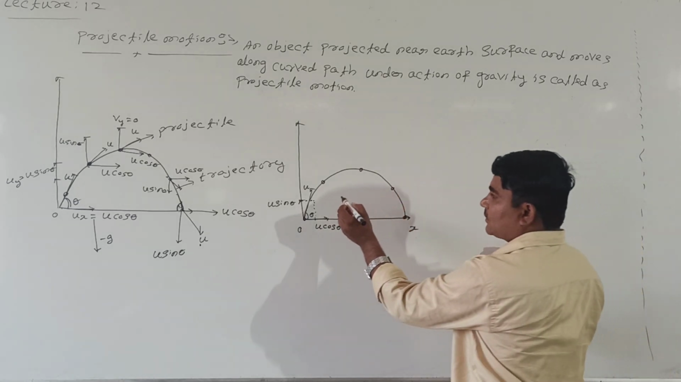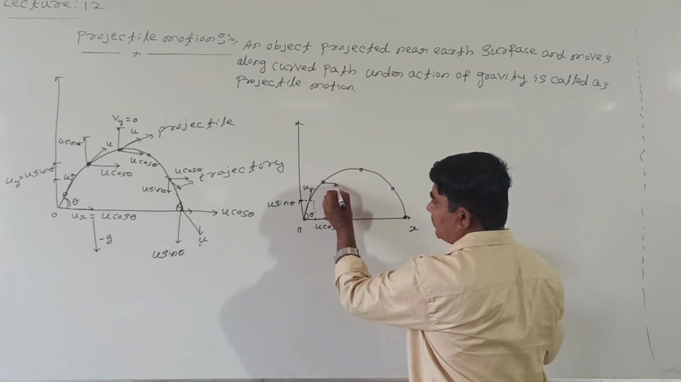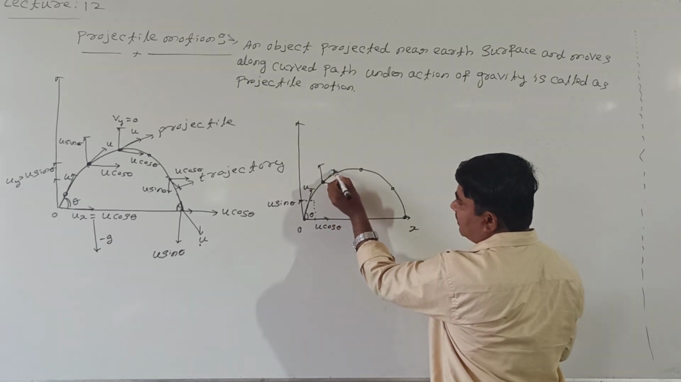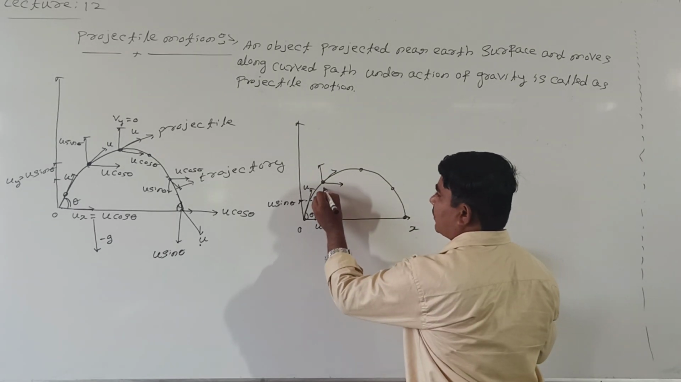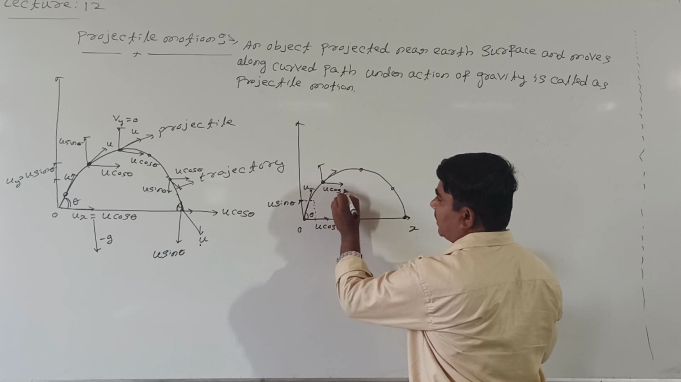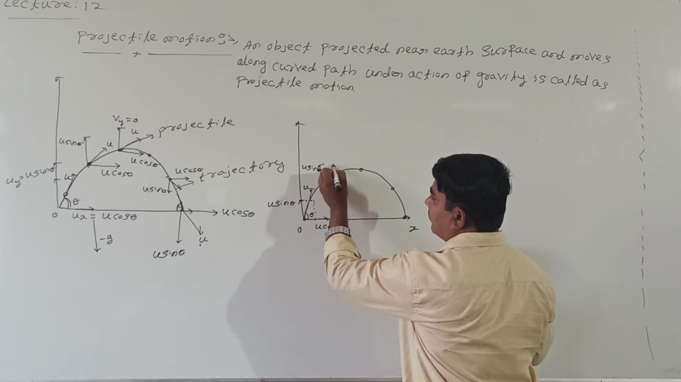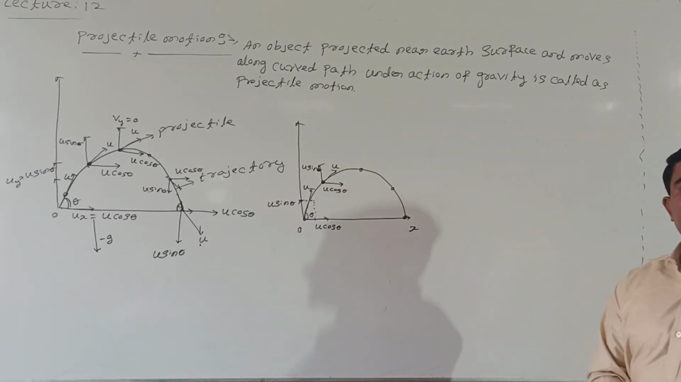Right? At this point also, velocity can be resolved. This is the u cos theta. What about this? U sin theta. This is the resultant component u. What about this? This is u cos theta. How much this is? U sin theta. What about this u? Right.